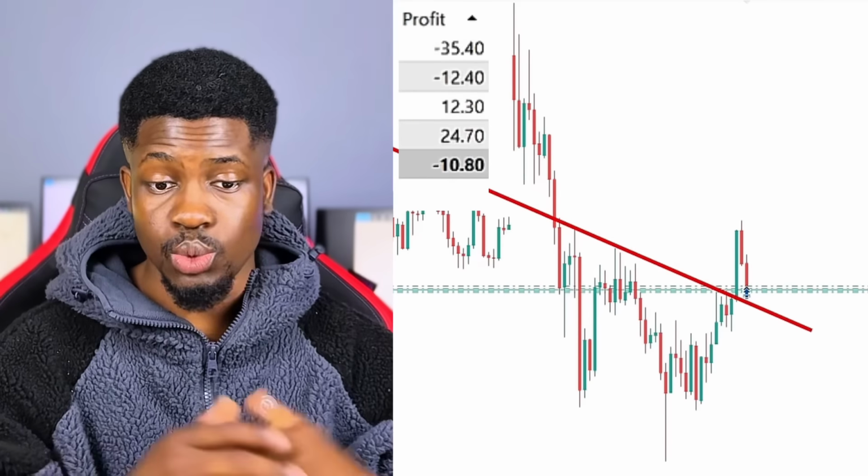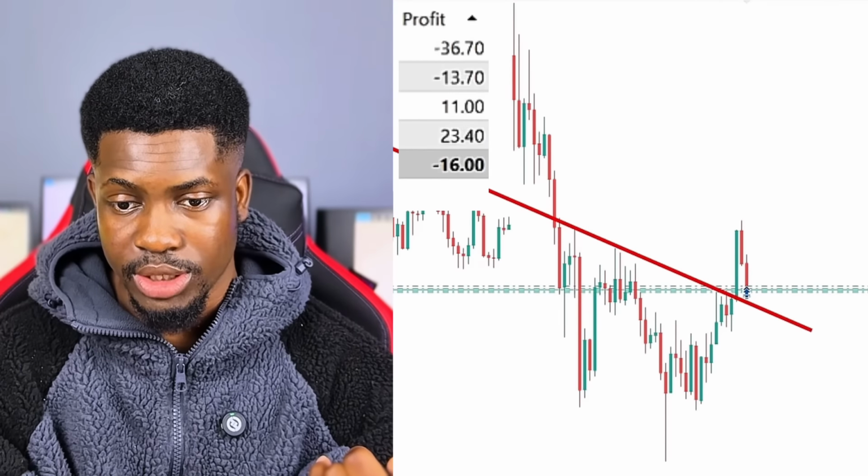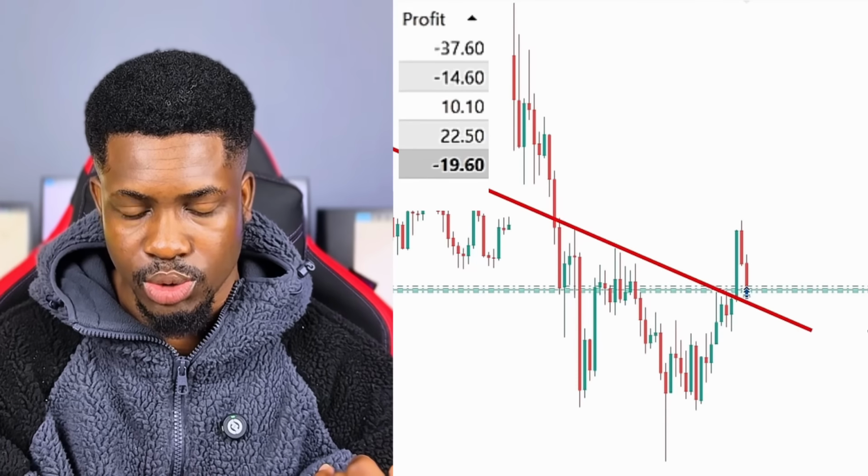So guys, we'll just wait now. First of all, as regards a stop loss, we'll be targeting just around this range here for our stop loss, just around this range.